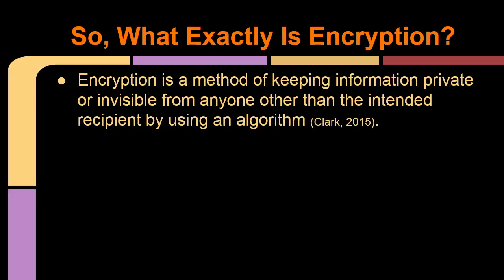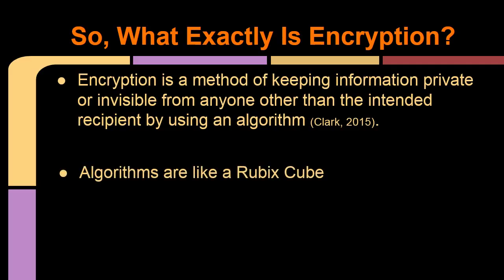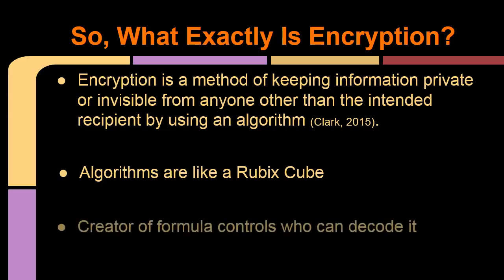Users encrypt messages and information by utilizing secret numerical codes, or an indecipherable arrangement of characters, also known as encryption keys. Algorithms are based on mathematical equations and are similar to the Rubik's Cube. You must solve the formula in the right order to get the pieces into their proper alignments. The creator controls who will be able to decode the information.